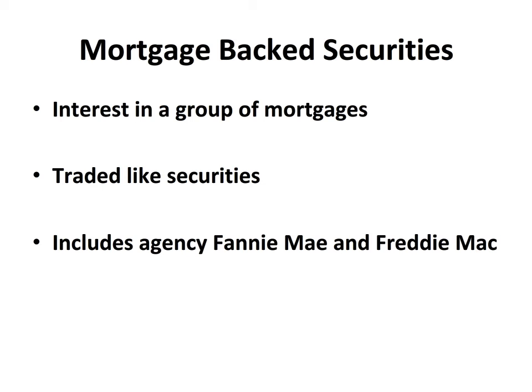The final group of bonds is mortgage-backed securities, and these provide an interest in a group of mortgages. They are traded like securities. So the way this would work is that you would have a group of mortgages put together. You would buy an interest in that group, and that interest would pay you back when the mortgage is paid back. These mortgage-backed securities are traded like securities, and they include agency debt such as Fannie Mae and Freddie Mac. Those are fairly famous.